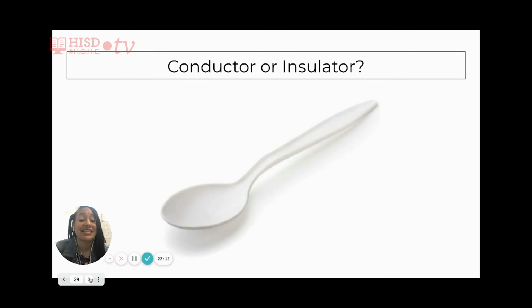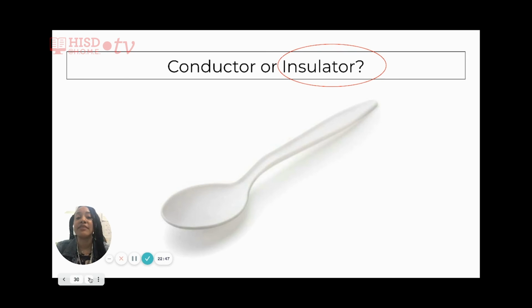And what about a plastic spoon? Remember, there are different types of spoons, but this one is a plastic spoon. So would this plastic spoon be a conductor or an insulator? Yes, the plastic spoon would be an insulator. The electrons within plastic do not freely move. Now, if I had shown you a picture of a silver spoon, a metal spoon, that would most likely be a conductor because although they are both spoons, they are made out of different materials.